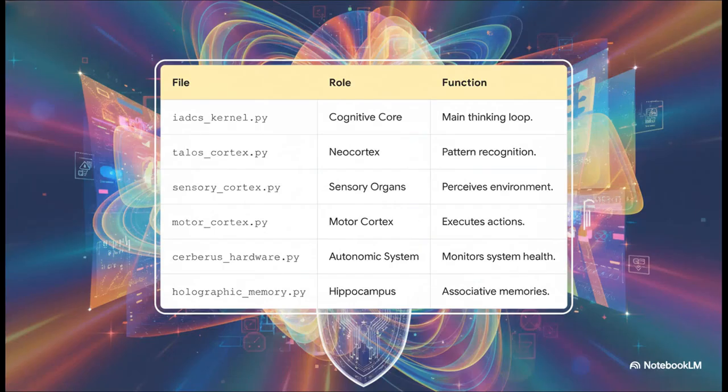Okay, now this is where it gets really fun. You can see the direct mapping here. The IADS kernel is the main thinking loop. You've got a cortex for pattern recognition, sensory and motor modules for interacting with the world. There's even a file that acts like a brainstem to keep an eye on the system's health. But the one we're really going to geek out on today is that last one, holographic_memory.py, which is designed to be the system's hippocampus, the seat of memory.